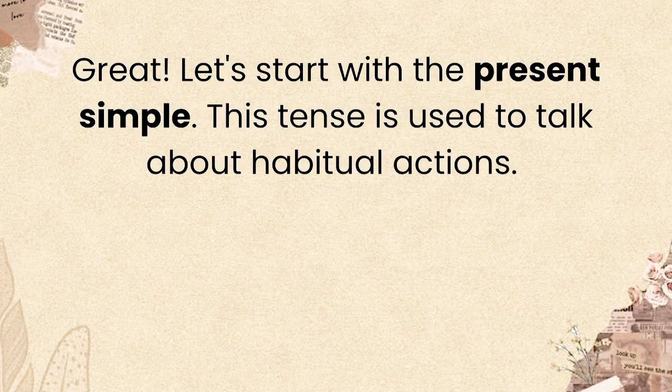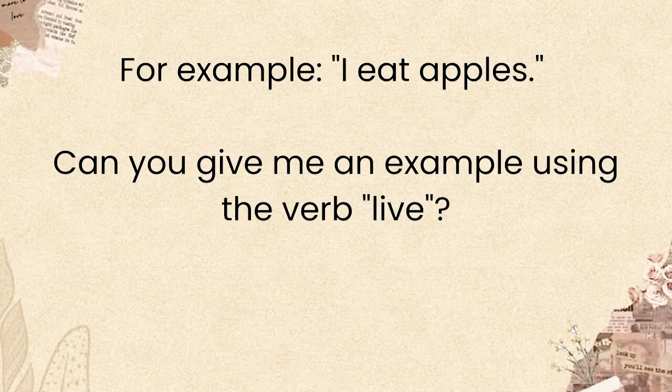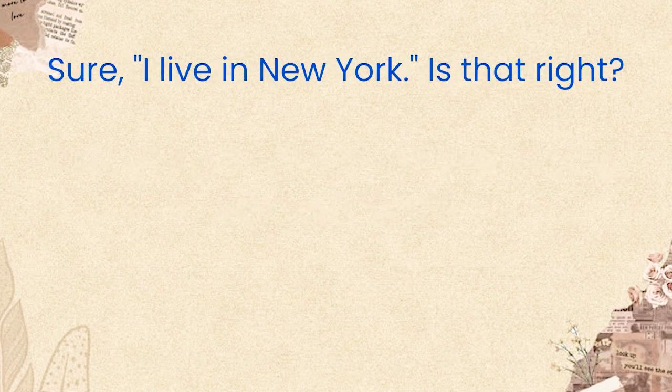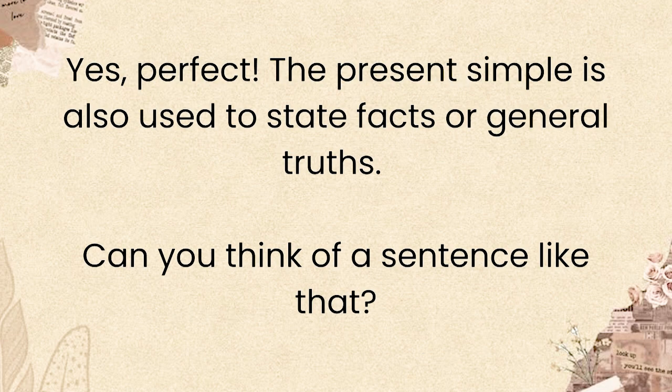Great. Let's start with the present simple. This tense is used to talk about habitual actions. For example, I eat apples. Can you give me an example using the verb live? Sure. I live in New York. Is that right? Yes, perfect.